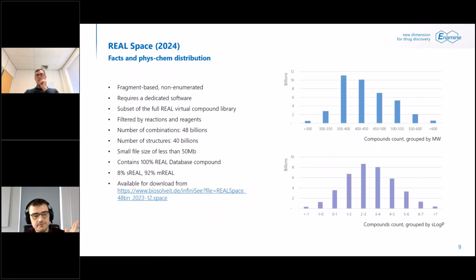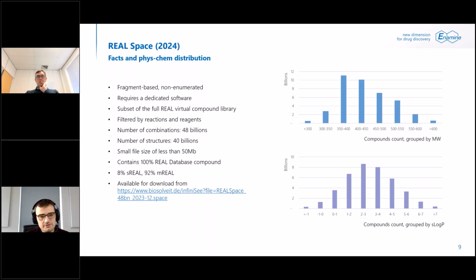Okay, so now I would like to tell you about a few options for how you can access those real compounds. First of all, I should say that the whole real space of compounds is really huge. Our estimation is about 3 trillion molecules. So it's really, really huge. And for the client, we have prepared a subset of it.